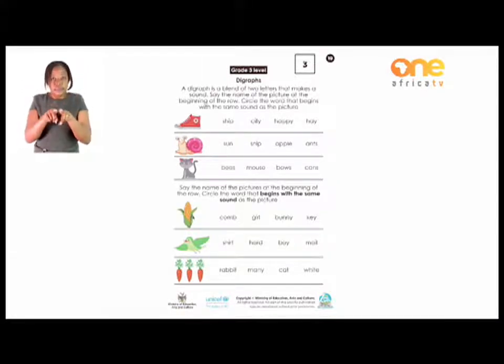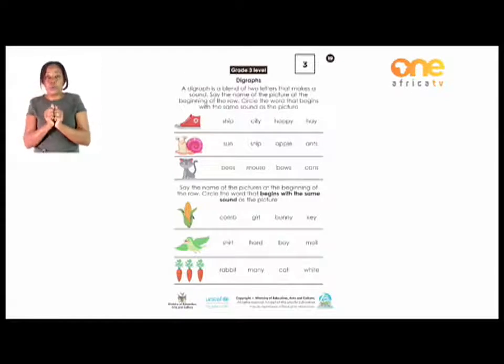Are we together? Okay. Now let's continue to the next exercises on the same page. You say the name of the picture again at the beginning of the row, and then you circle the word that begins with the same sound. The same thing again. What is the name of the first picture that you see? Then you have to know the sound. Which sound does this picture start with? And you circle the word that has that sound.